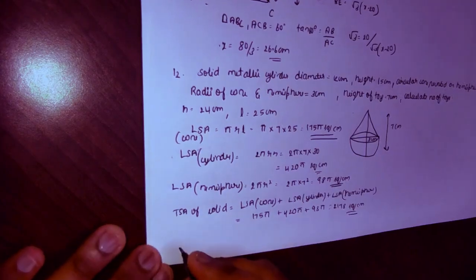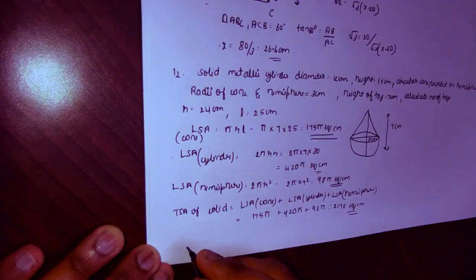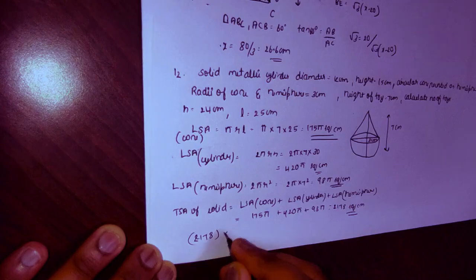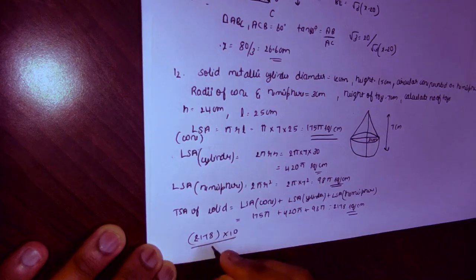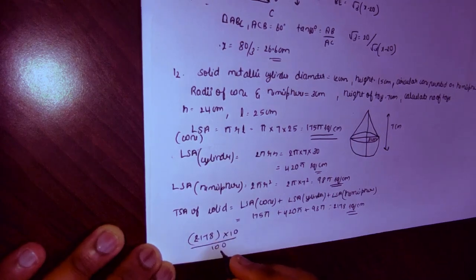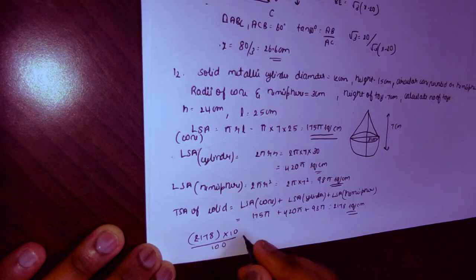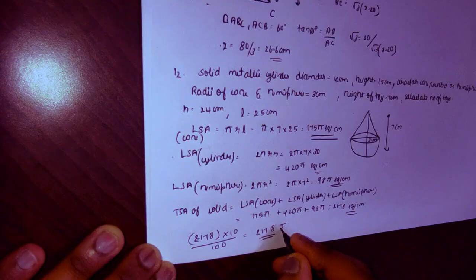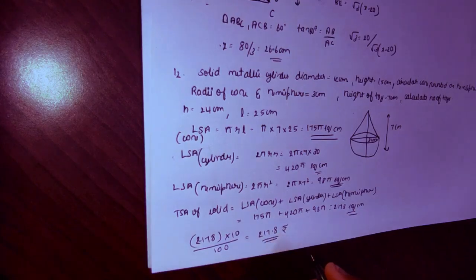Here we can find one additional question. If they ask the cost of painting each toy, we can calculate it by 2178 into the number of toys, 10, divided by the price for each toy that they will give. We will consider it as 100. So it becomes 217.8 for each toy, that is 217.8.